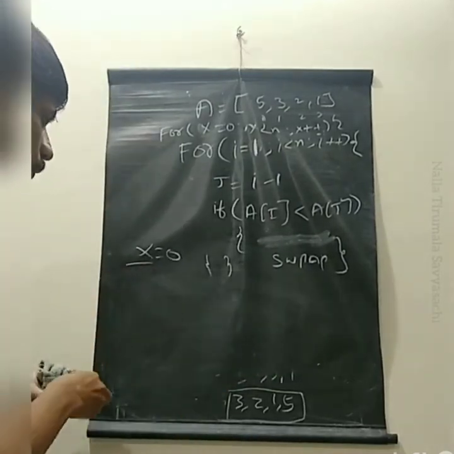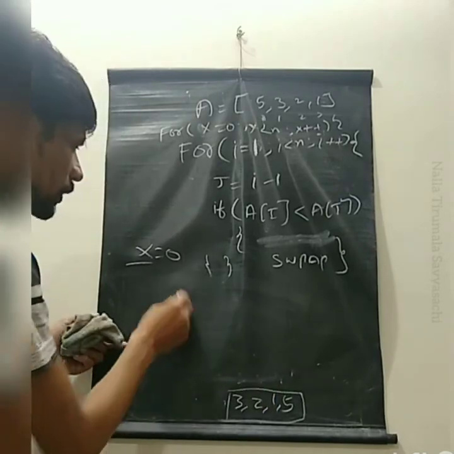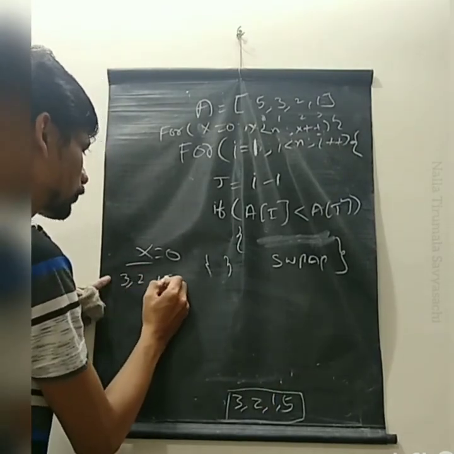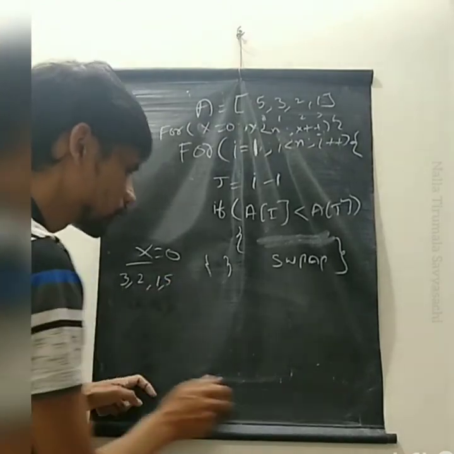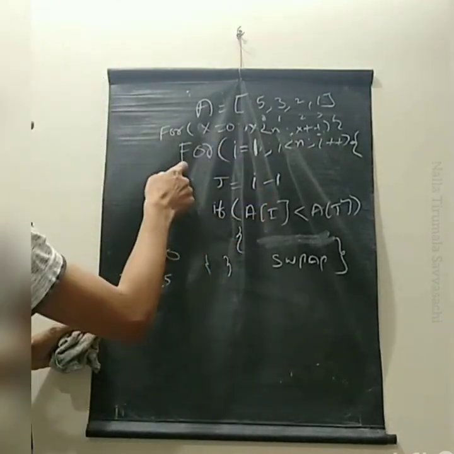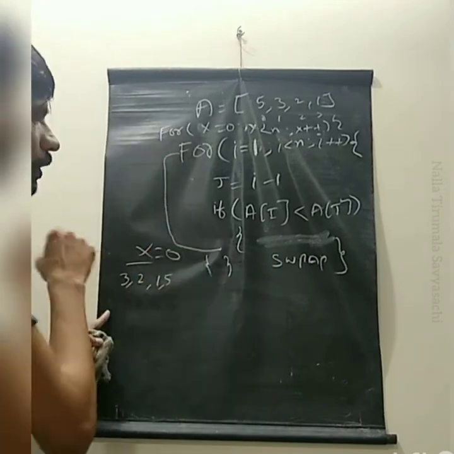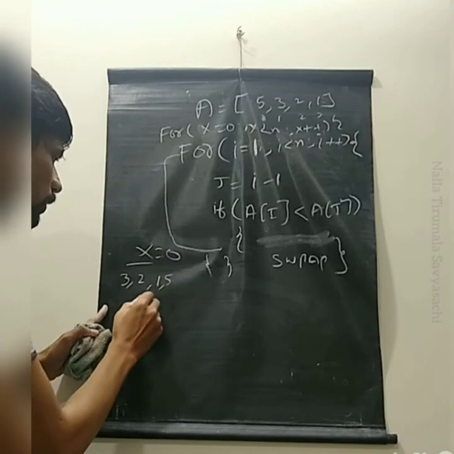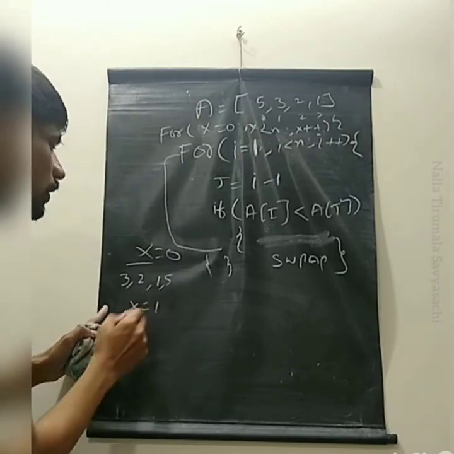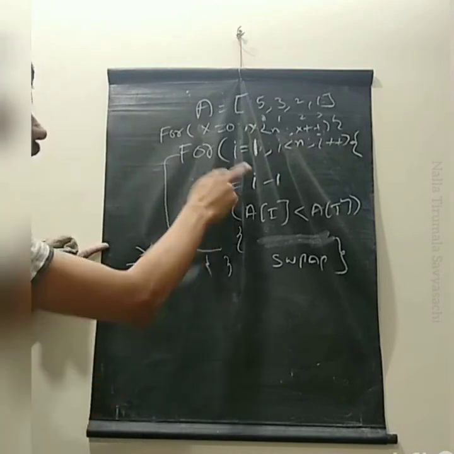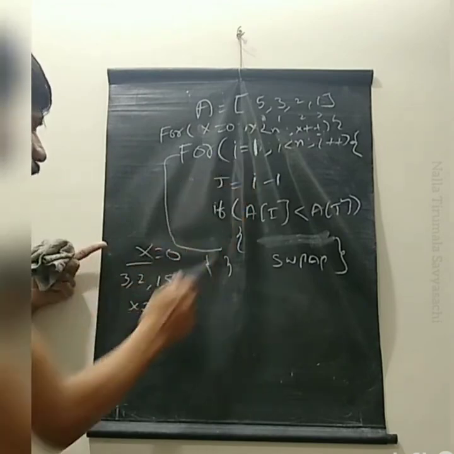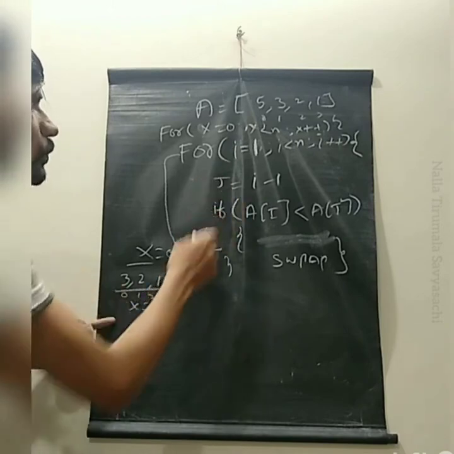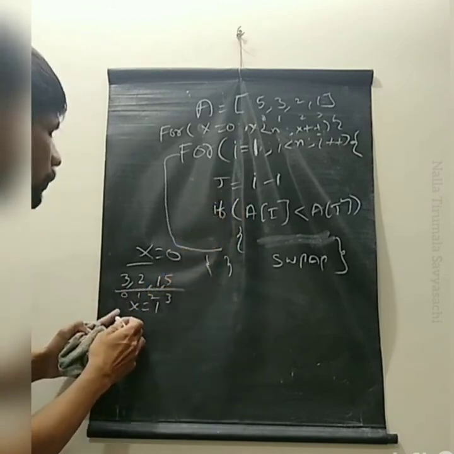So when x is 0, what is my output? 3, 2, 1, 5. Right? Now x will be incremented because my inner loop logic is completed. So x will become 1. So what exactly will we do? Again we need to traverse from i equals 1 to this one, with indexes 0, 1, 2, 3. Let's do this.